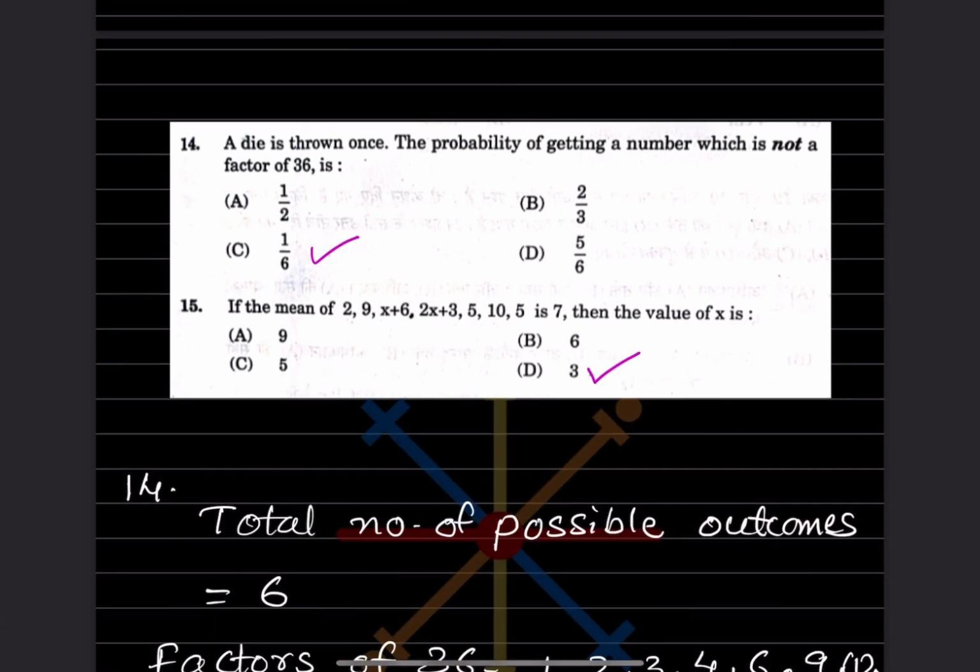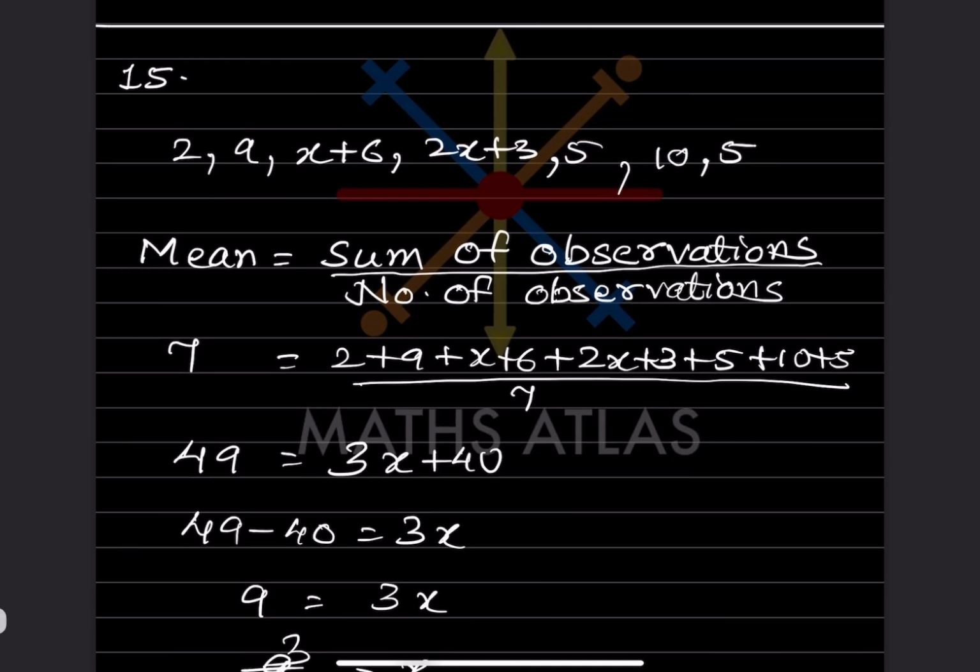If the mean of 2, 9, 7, this is 7, then the value of x. You know mean means we have to add all, that is the sum of all the observations. So this is the formula, and these are the numbers given. Mean means the sum of observations divided by the number of observations. How many observations are there? 1, 2, 3, 4, 5, 6, 7. So the number of observations is 7, and the mean is given as 7.